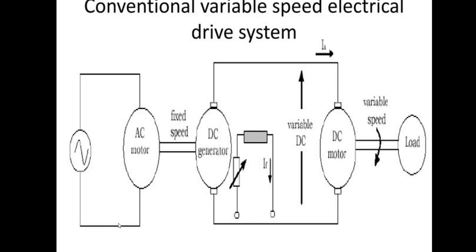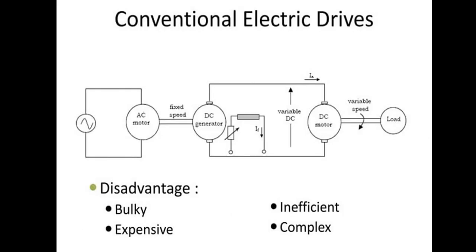The major disadvantages of this conventional variable speed electrical drive system are that it is bulky, expensive, and complex, with low efficiency due to multiple energy conversions. That means the AC electrical energy is converted into mechanical, then into DC, and the DC is converted again into mechanical. It also requires high maintenance, for brushes, commutators, and couplings, and has noisy operation.